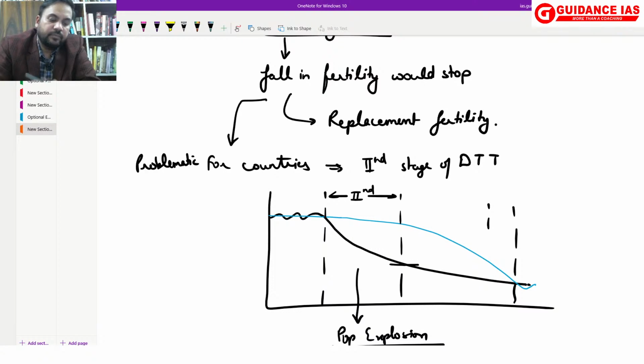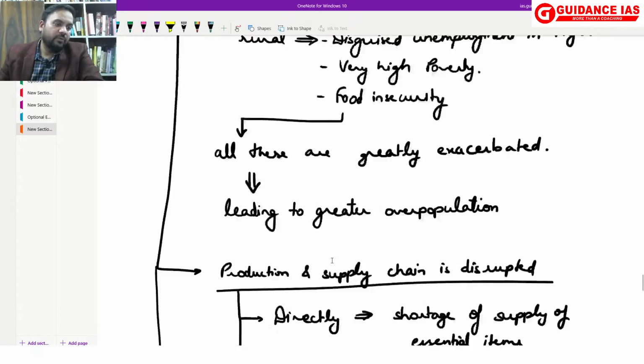Have you read about this? Yes or no? Tell me fast. It is the stage of population explosion. So, in such scenarios, the country would remain in the second stage for a longer period of time than expected. As a result, very clearly what will happen? It would lead to overpopulation. In fact, this is what is happening in sub-Saharan Africa. Okay? So, again one example you can give how it is leading to overpopulation.